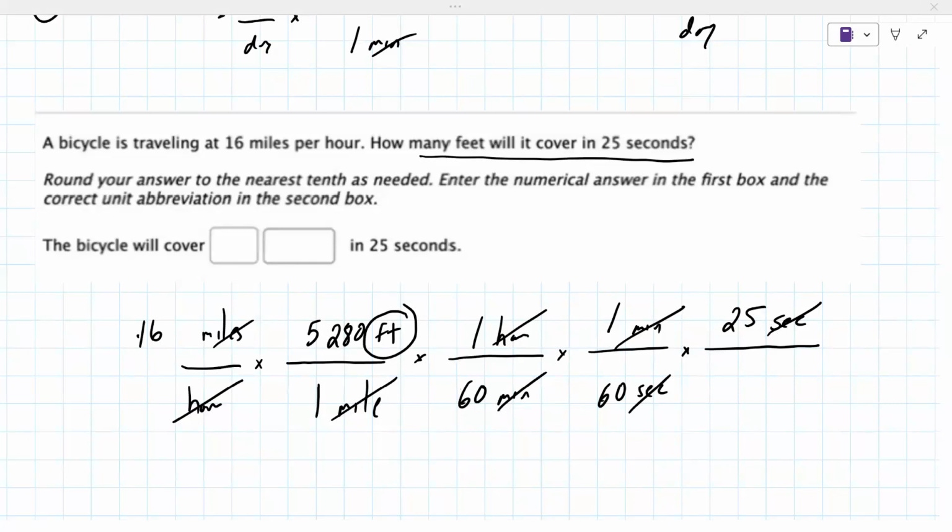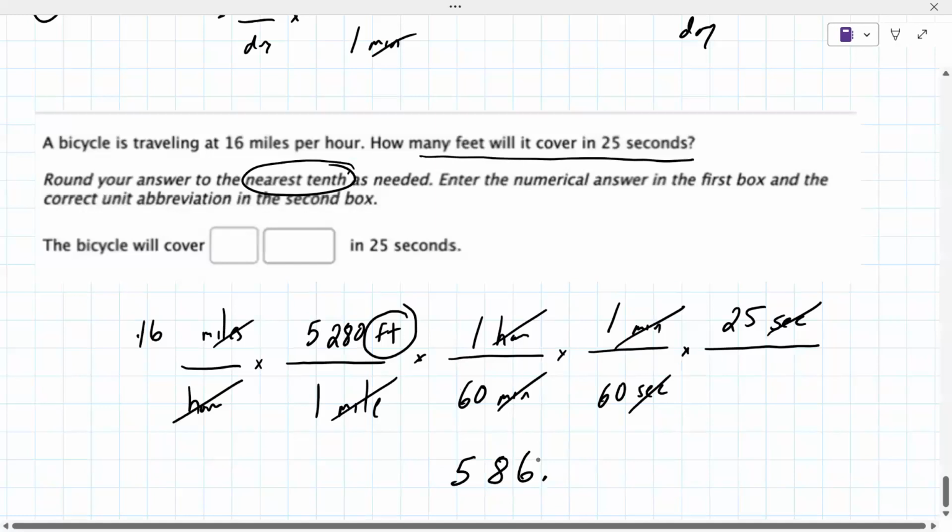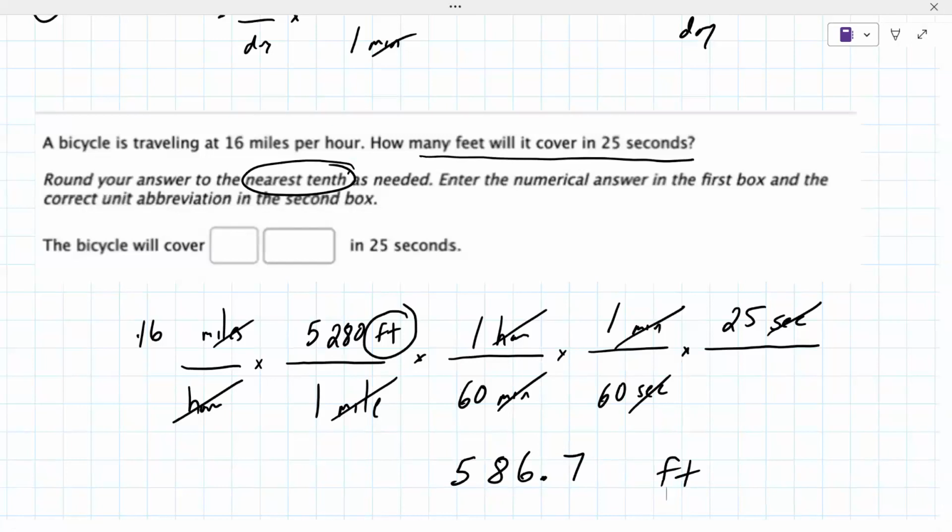Did not hear what she said. It was just a tiny bit muffled. It's just round to the nearest 10th as needed. I think I missed something. This is what I've got, and that's in feet. I got that.